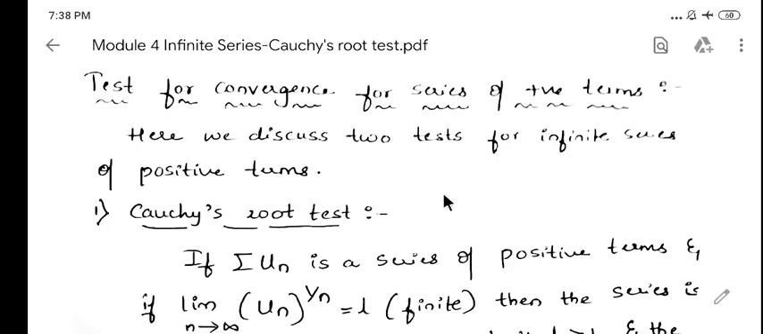Continuation of the previous lecture, test for convergence of series of positive terms. It will not always be possible to find the nature of an infinite series as we have solved in the earlier examples. We have to employ various tests which are established from the basic definition of convergence and divergence of an infinite series. Here we are going to discuss two tests for infinite series of positive terms.